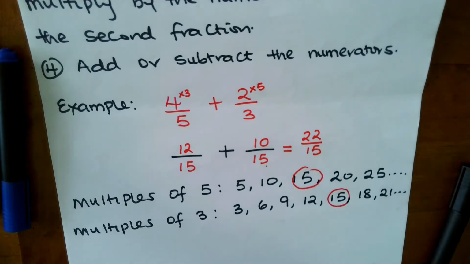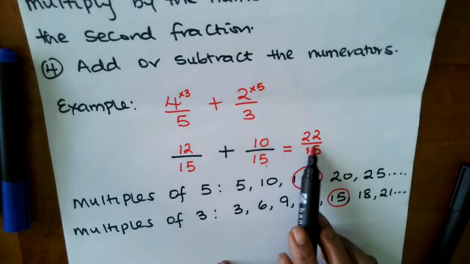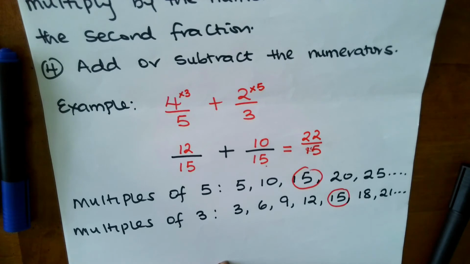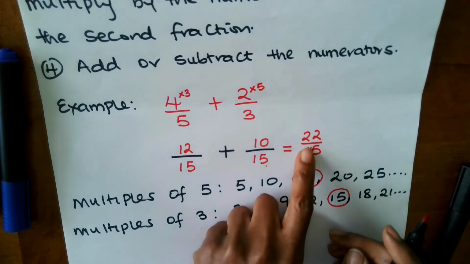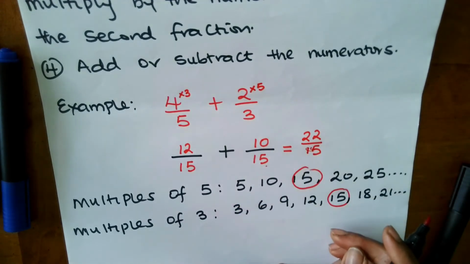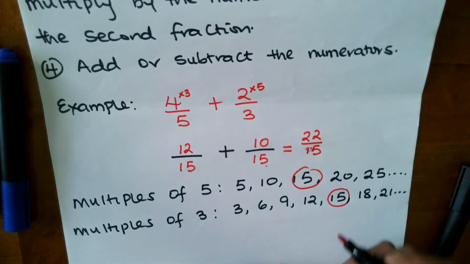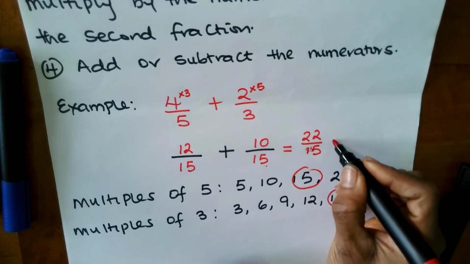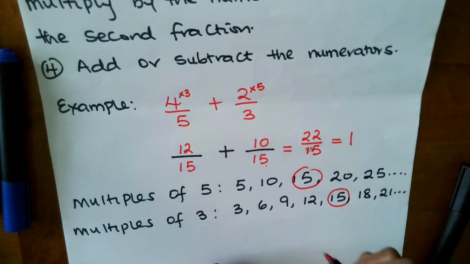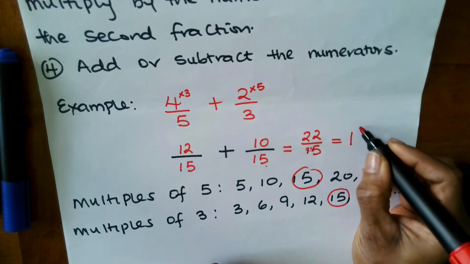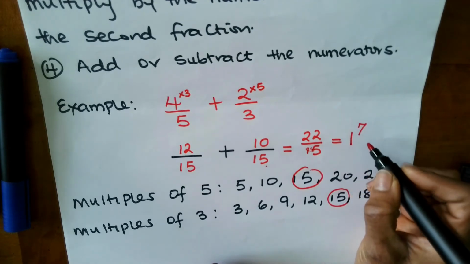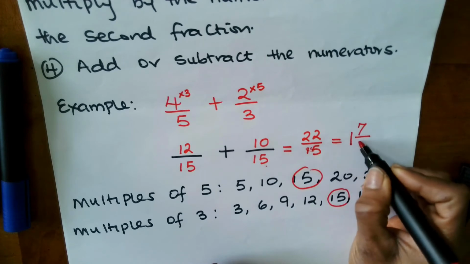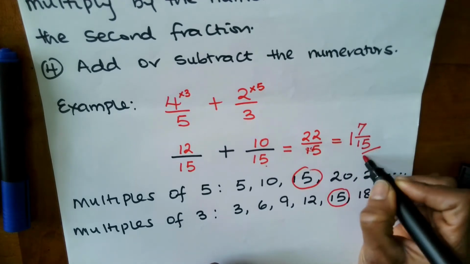Now, like I explained in our types of fractions, this is what we call the improper fraction, or we can say top heavy. Now to change this improper fraction to a mixed fraction, we're going to find out how many 15 we can get from 22. We can get only one 15 from 22, and then I've got 7 left. So I put the 7 on top and then put the 15 down. So this is your final answer.